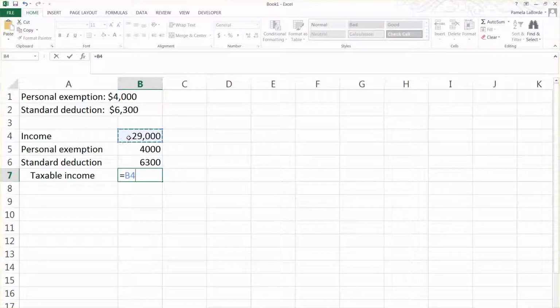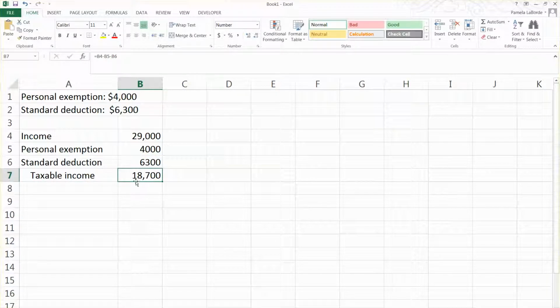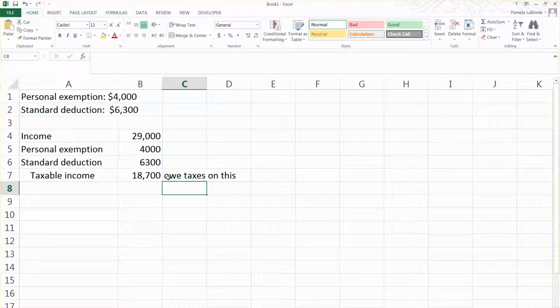So I'd take my income, subtract my personal exemption, subtract my standard deduction to get taxable income of $18,700. So this is the amount that I owe taxes on. And again, I'm making this very simple simply because I know from previous experience a lot of students who take Finance 216 have never completed a tax return. So I'm just trying to explain the basics of it. Anything that we can do to reduce our taxable income lowers our taxes. So that's why we like this personal exemption and this standard deduction.